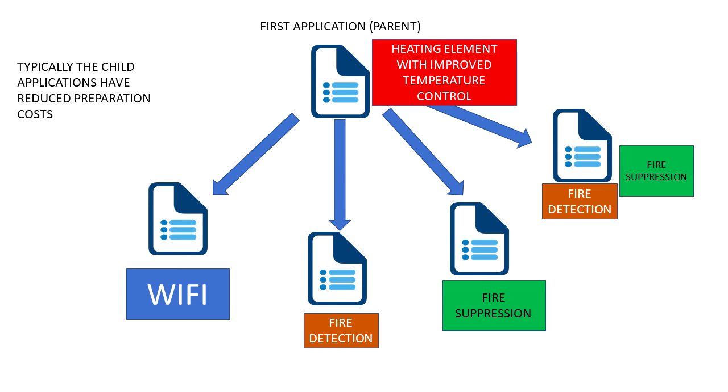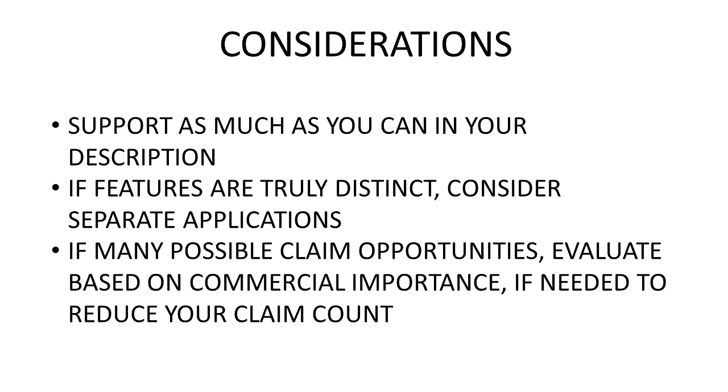As long as we've described everything together in our parent application, we have the option to file child applications that talk about this interaction. Now, another thing to keep in mind, especially if you're using a professional to prepare your applications, is that typically these child applications will have reduced preparation costs as compared to the first application. Why? Because you're essentially using the same written description and the same drawings, so it really becomes a matter of preparing a fresh set of claims for the most part. So that is another thing to consider, and your patent professional could go over this strategy in more detail with you.